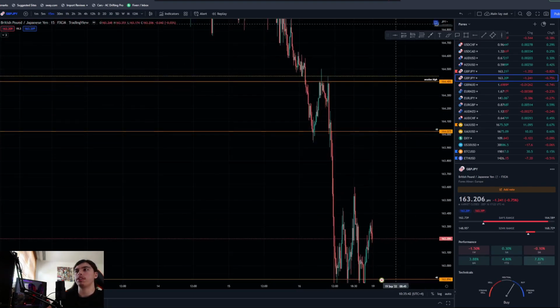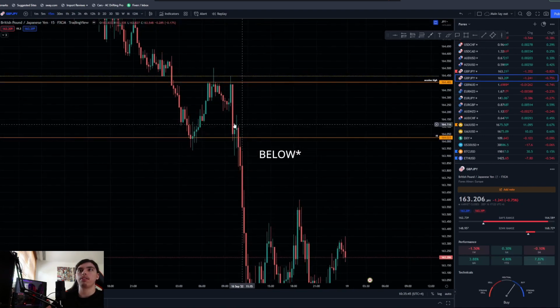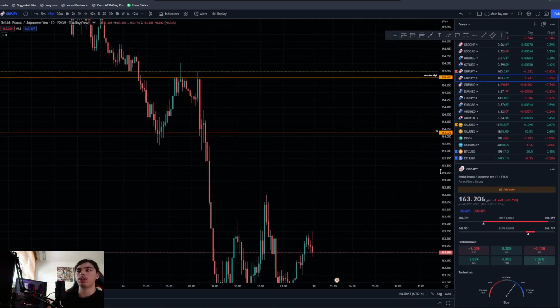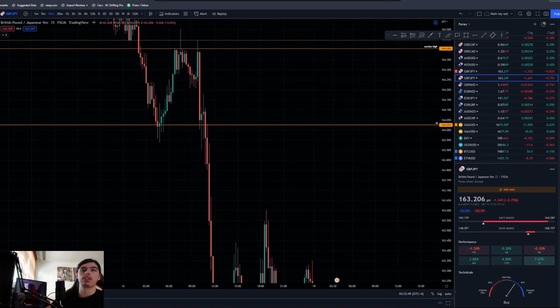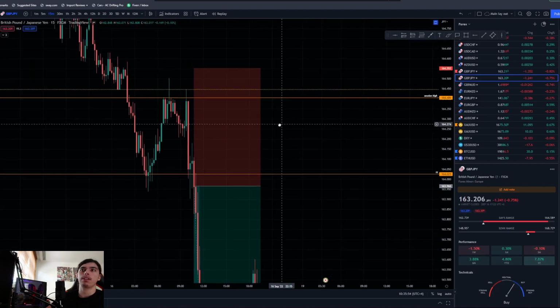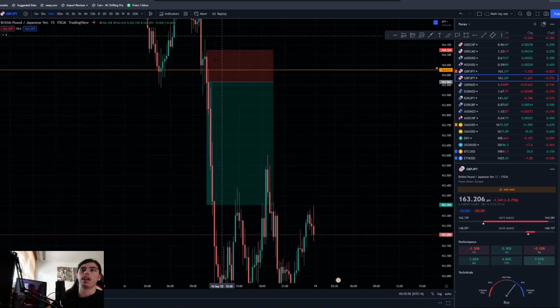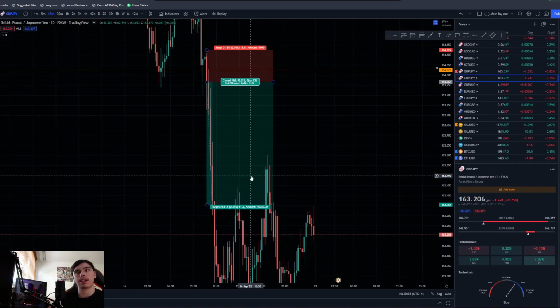So obvious example number 1 is the close outside the range. This was pre-session. Well, what did we have? We had a range here. Price closed below the range. So then we take a short position. Boom, candle stop loss above that. And you continue the move down. That's setup number 1, remember?